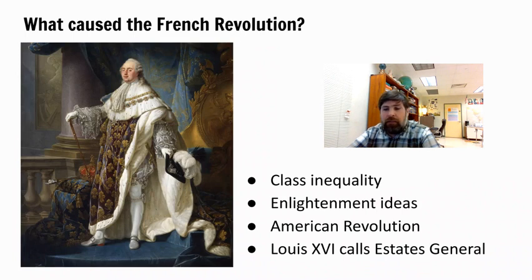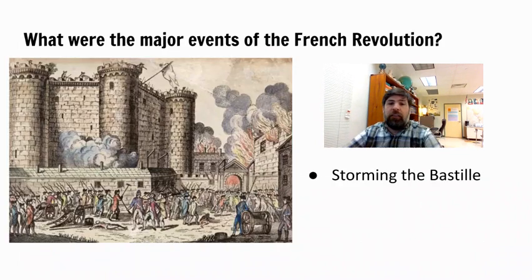We talked about this in class. The Estates General is the three different social classes. We got the clergy at the top, then the nobles, and then everybody else. So he calls that meeting during July of 1789.